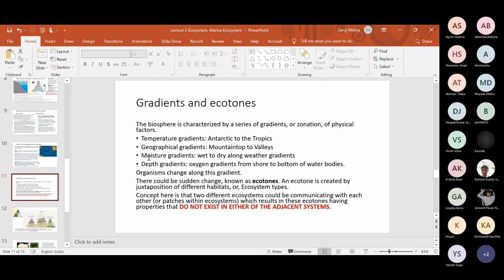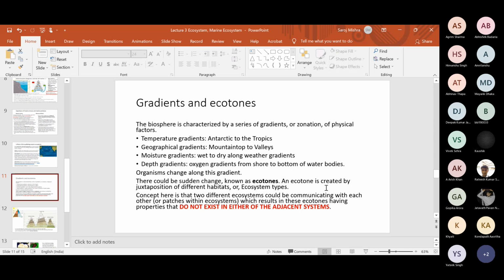Similarly, there are geographical gradients. As you go from mountain tops to valleys, the distance from sea level is going to vary, so there is a gradient there. There could be a moisture gradient, for example, wet to dry along the weather gradients. There could be a depth gradient, which determines the oxygen gradient from shore to the bottom of water bodies, etc. Because of these, the organisms present also change along this gradient. And there could be a sudden change, which is known as an ecotone.